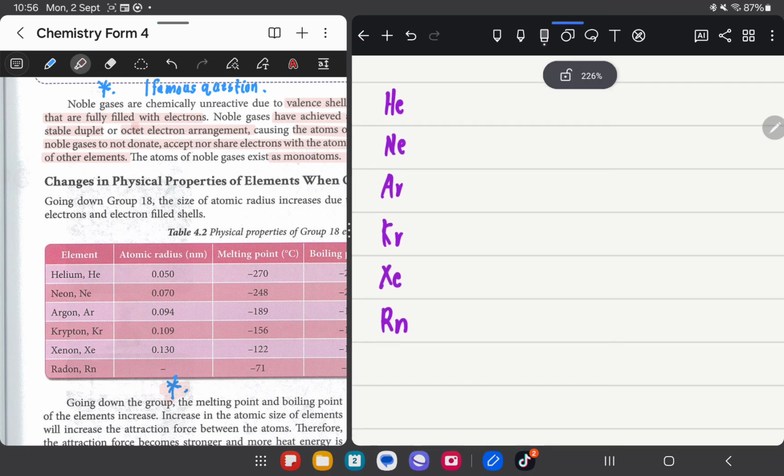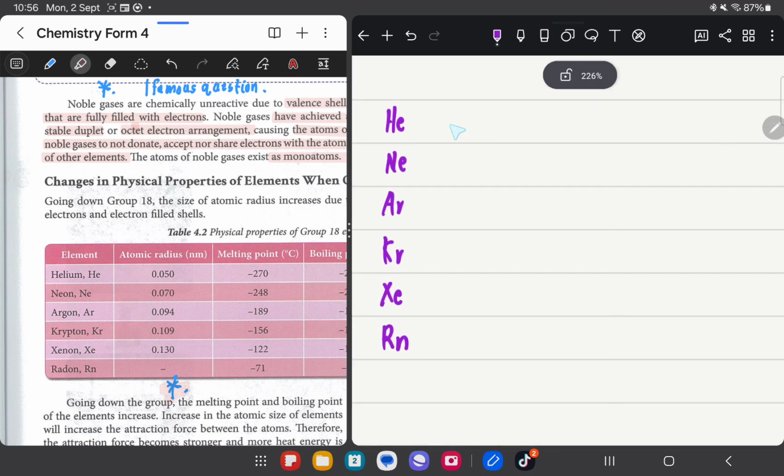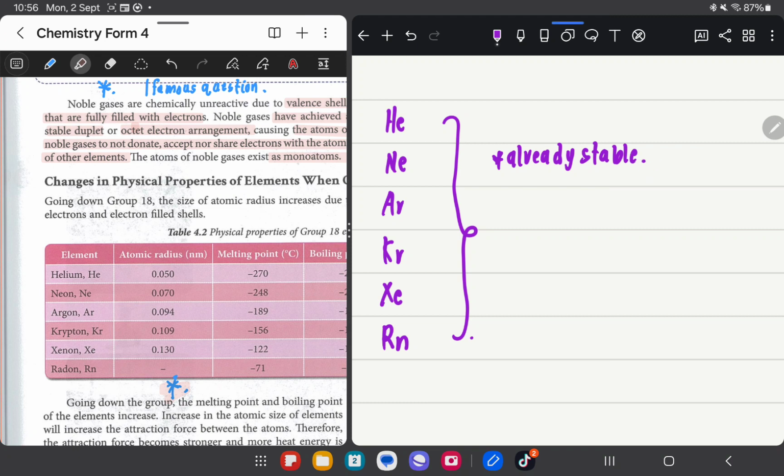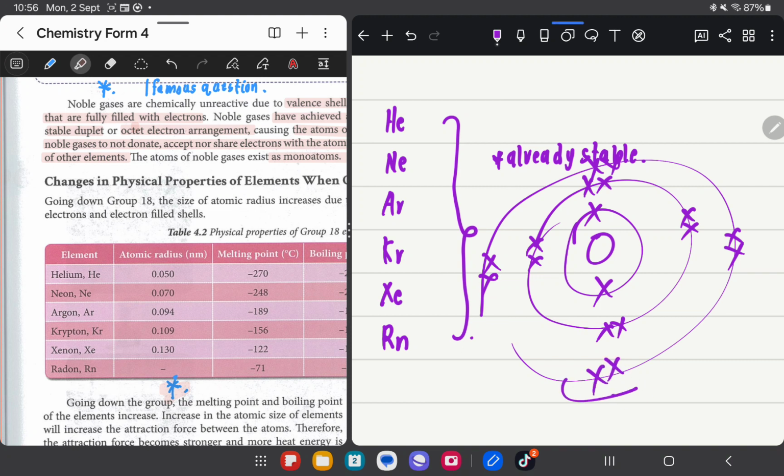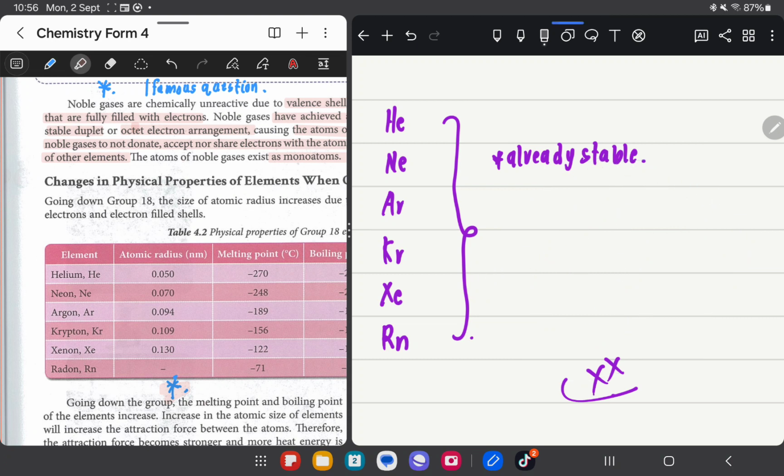Okay, so now these six fellows are already stable. What does already stable mean? When you draw the electron diagram like this, all the shells are fully occupied. The first shell already has 2 electrons, the second shell already has 8 electrons. If there is a third shell, it also has 8 electrons. This is my drawing, but don't draw the shells like this in the exam, draw them properly. So everything is full, that is why they say it is stable. If you don't believe it, you can look at the proton number and try to draw it.